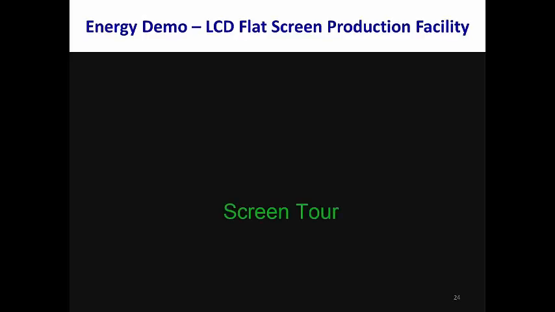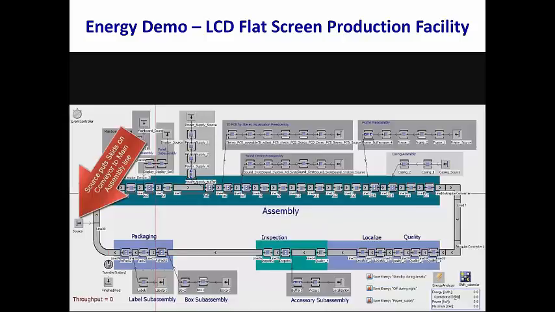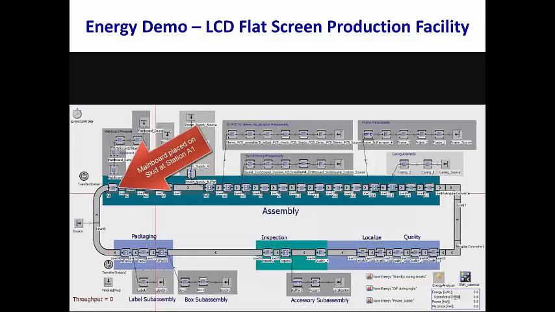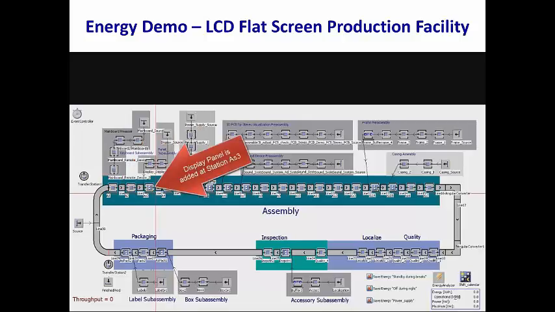We'll start with a screen tour of our plant simulation model. The source puts skids on the conveyor to the right, which moves skids up to the main assembly line. The main board is placed on the skid at station A1. The display panel is added at station AS3. Other parts are added further down the assembly line.